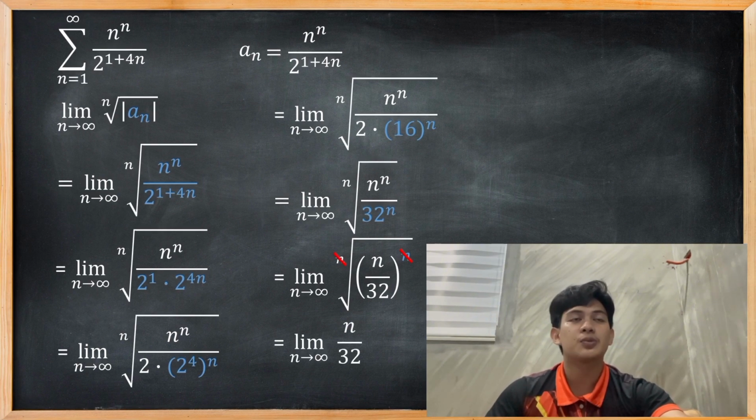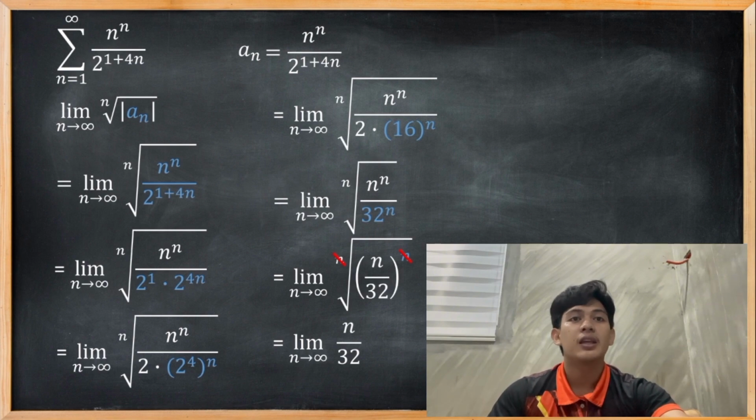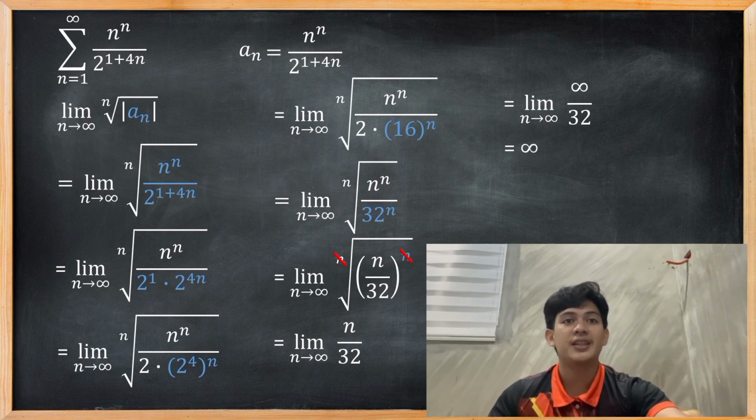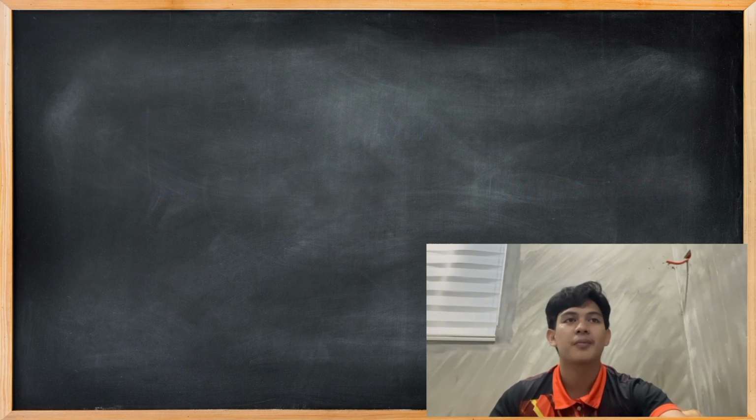For the next process, we substitute n with infinity. As a result, we have the limit of infinity over 32, and the result is infinity. And infinity is greater than 1. That's why our answer is diverging.